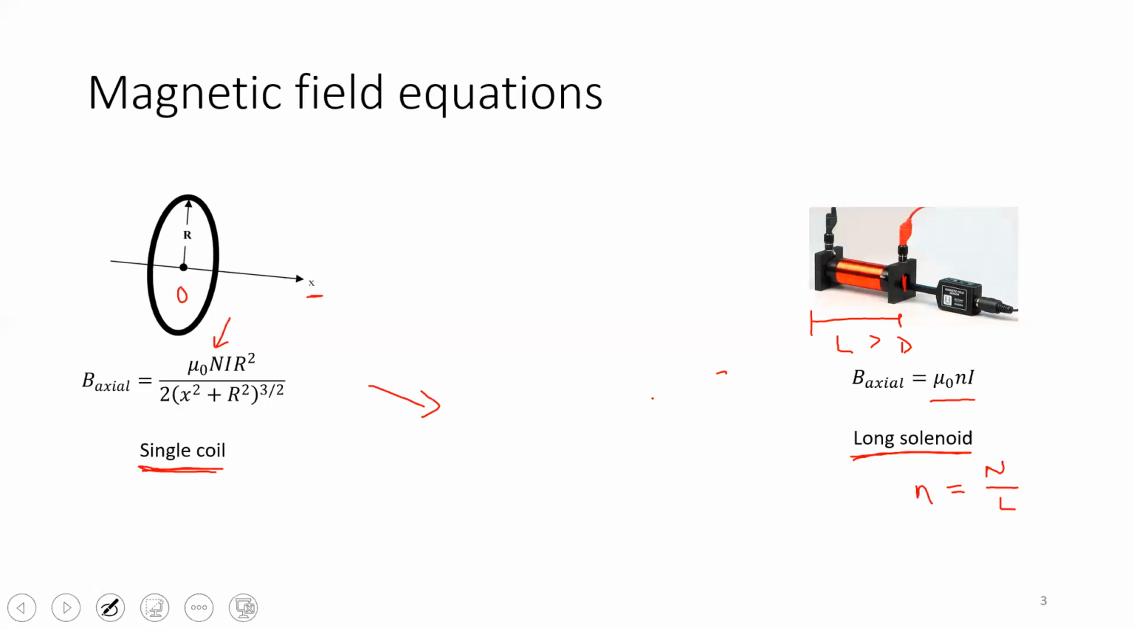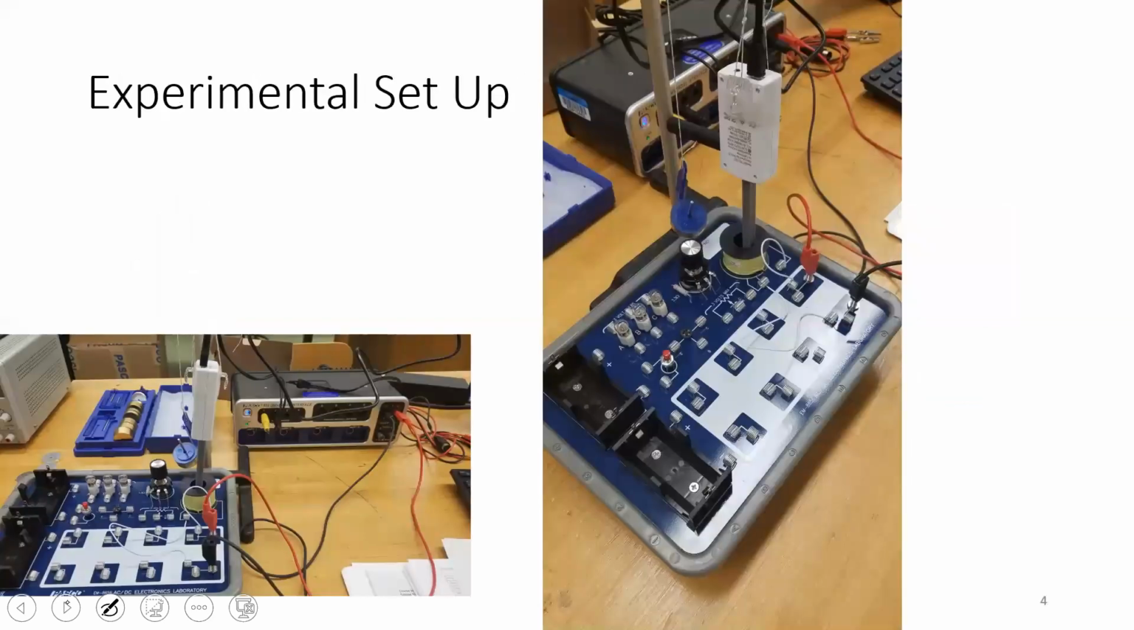What we expect to see is somewhere in between. So we're going to do a theoretical equation at the end of this lab to try to match our data to an adjusted equation. We're actually going to see that we're pretty close to this coil and a little further away from that long solenoid equation. So here's the experimental setup.